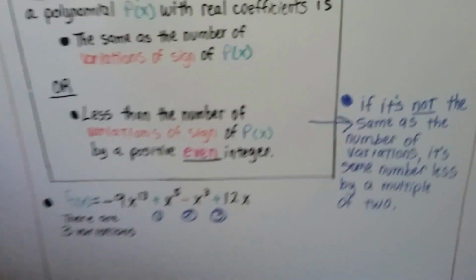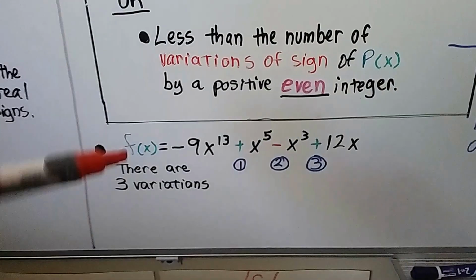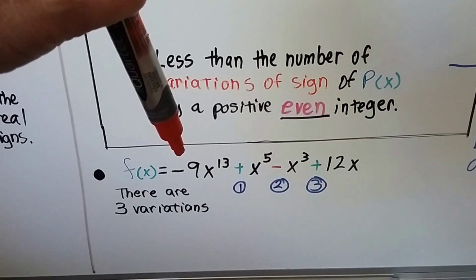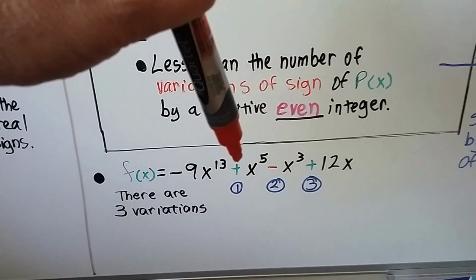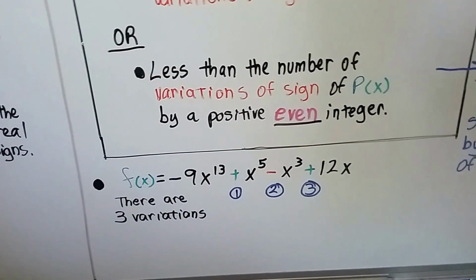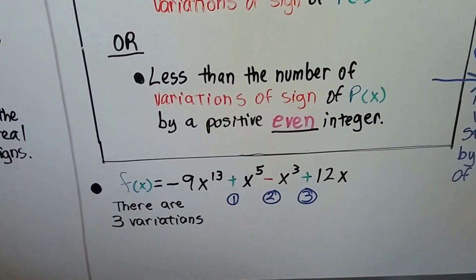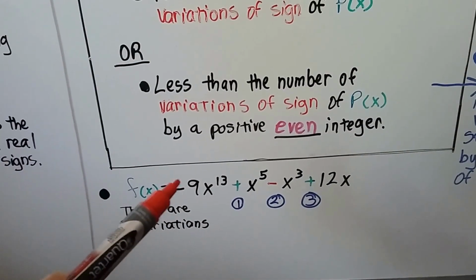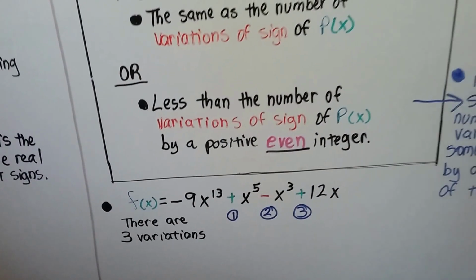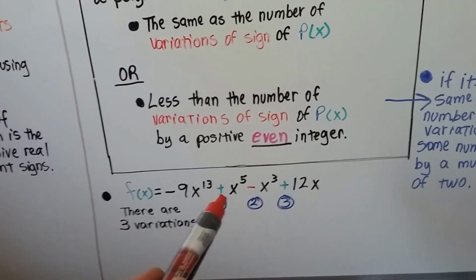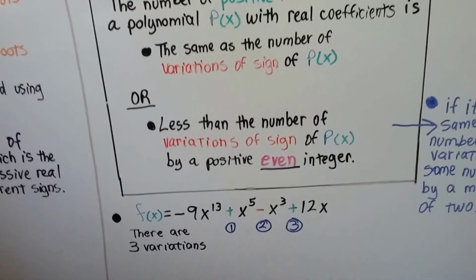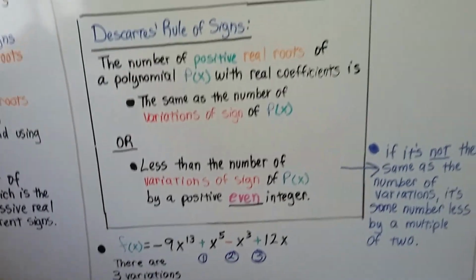Take a look at this one. Now we've got f of x equals, and this starts with a negative. So our first variation is when it turns positive, then it goes negative, positive. So we have 3 variations. It's really important to pay attention to what that first sign is, because the second term is going to tell you whether it changed or not. Or the third, or whatever.